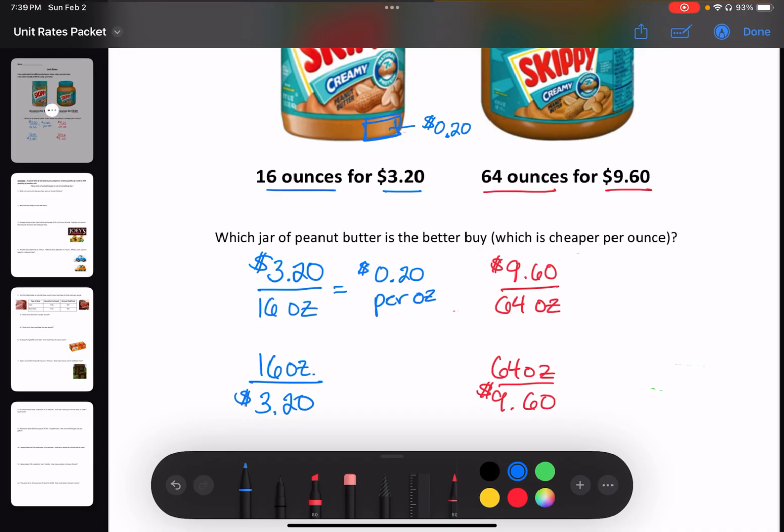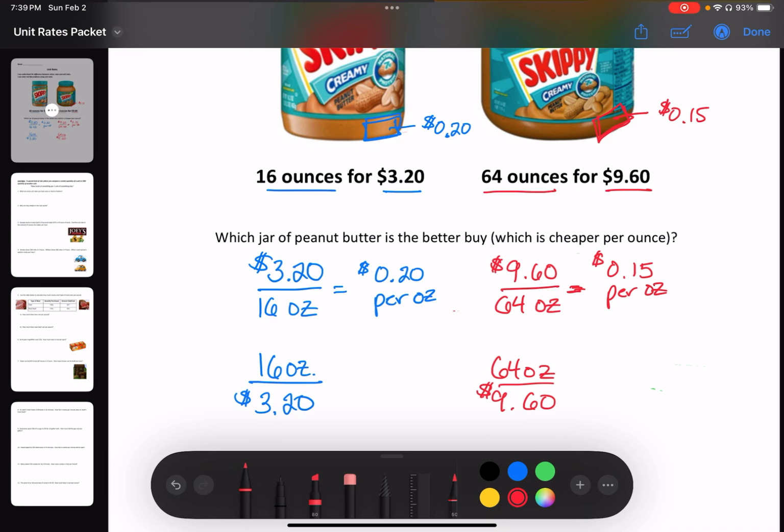In the large jar, if we divide the $9.60 by the 64 ounces on our calculator, we'll get 0.15 or 15 cents per ounce. This will tell us very clearly that each of the ounces in the large jar will cost 15 cents, which means that would be much cheaper than buying it in the small jar.